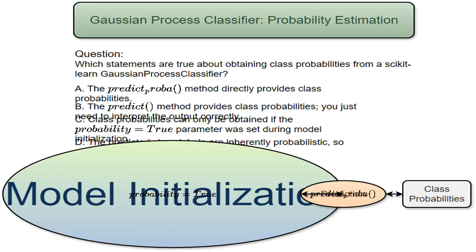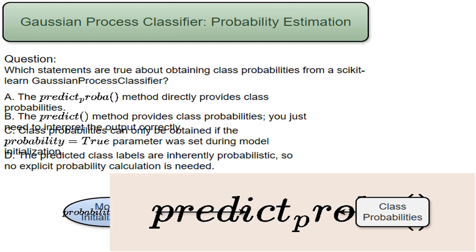It activates the probability calculation process. Think of it like adding a crucial ingredient to your recipe. These are the outputs from predict_proba. They represent the model's confidence in assigning a data point to each class, e.g. 80% probability of class 1, 20% probability of class 0.